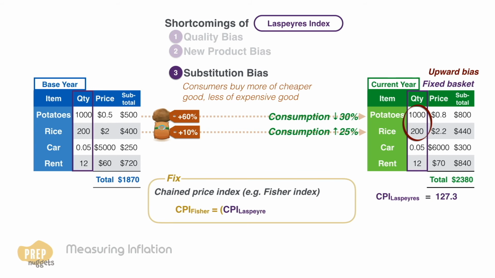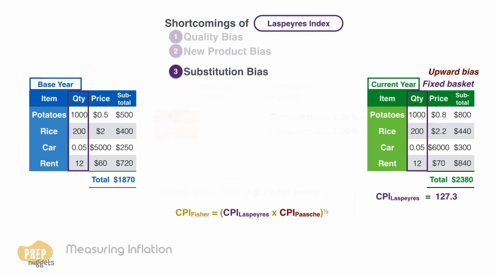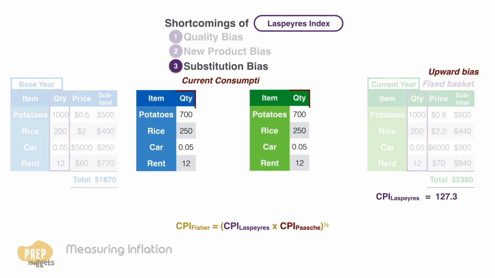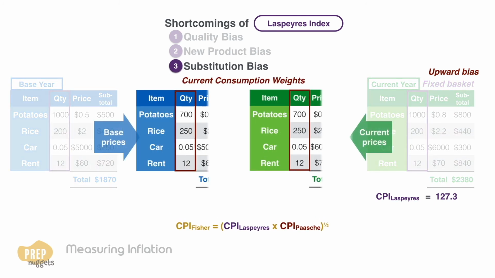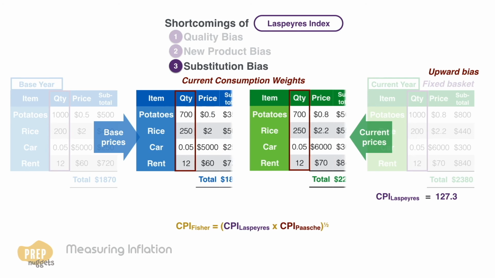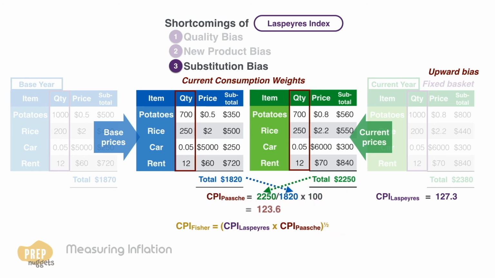A Fisher index is the geometric mean of a Laspeyres index and a Paasche index. A Paasche index uses the current consumption weights and current prices to compute the cost of the basket, which in this case is $2,250. That gives us a Paasche index of 123.6. Notice that the Paasche index is lower than the Laspeyres index of 127.3 that we calculated earlier. This is indicative of the substitution bias in the Laspeyres index.